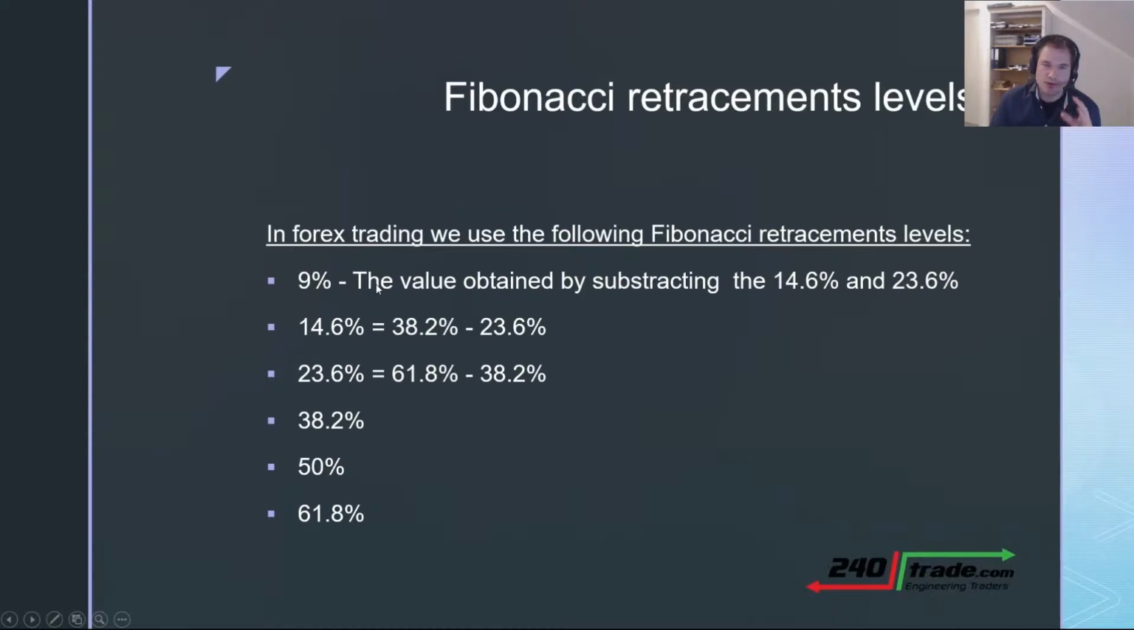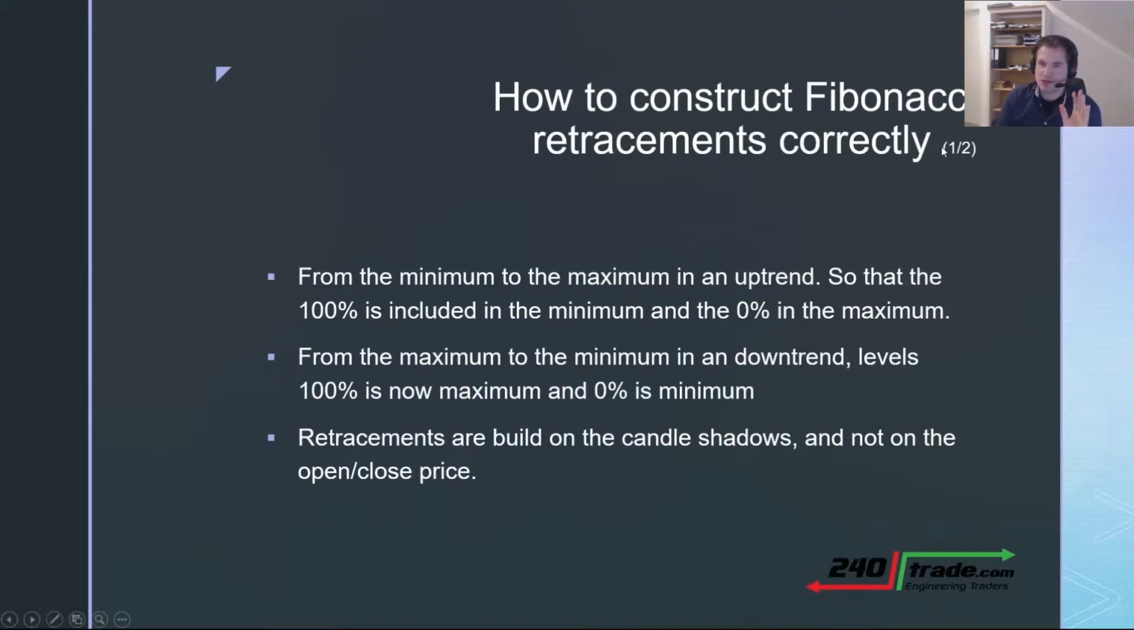For now, we only need to know that the 50% and the 61% are the keys, and the 38.2 and the 23.6 are the strong levels. In a later subject in this webinar, we will come more in detail to these levels, and you will also find how to construct and how to read them properly on a chart. So, the next subject is how to construct Fibonacci retracements correctly.